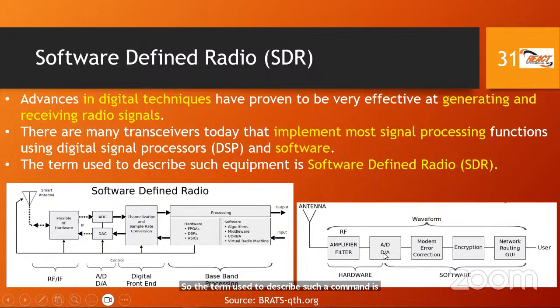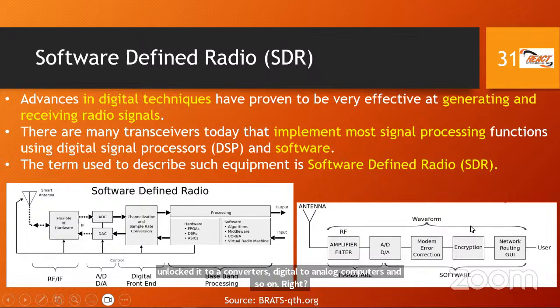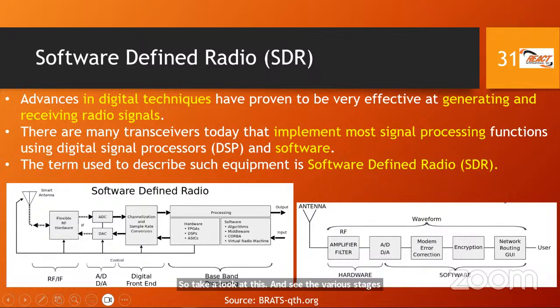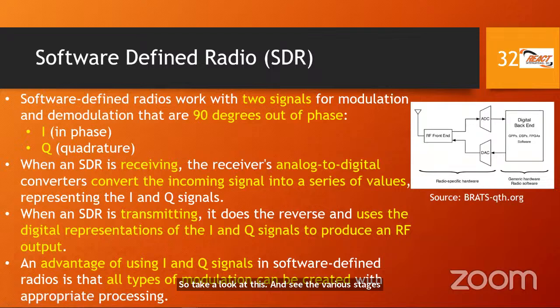And we have a couple of block diagrams to show you receivers and transmitters, circuitry associated with SDR, just for your information. So you see block diagrams showing the various stages of SDR, or software defined radio, right? So you have analog to digital converters, digital to analog converters, and so on, right? So you can take a look at this and see the various stages of SDR equipment.